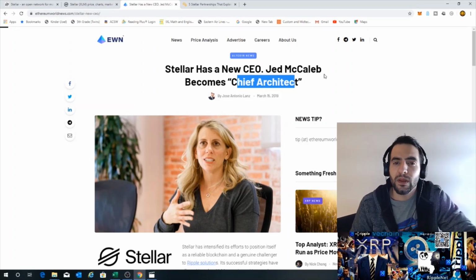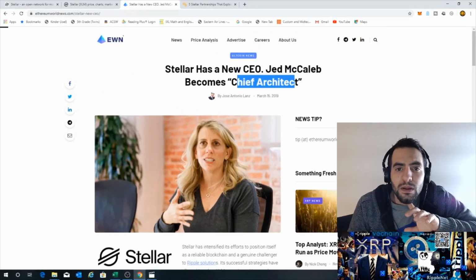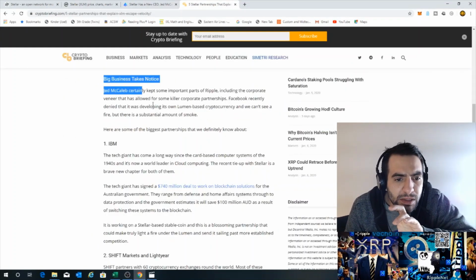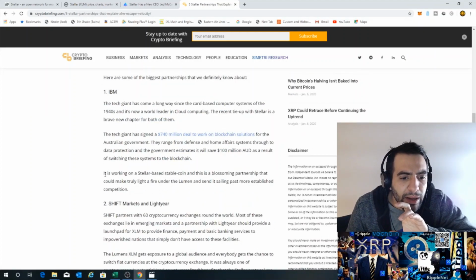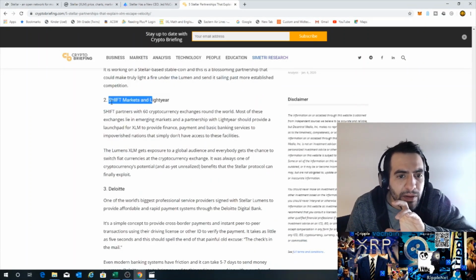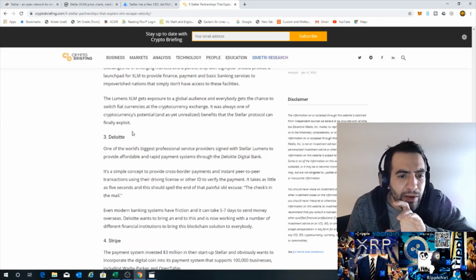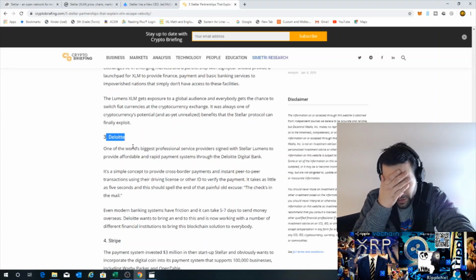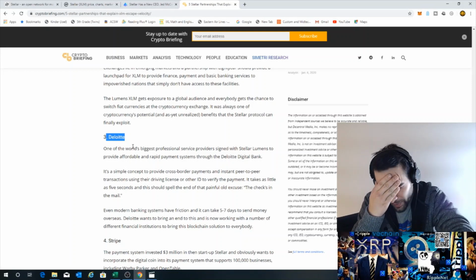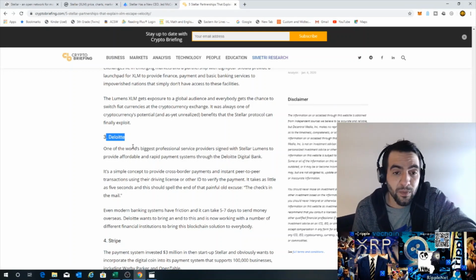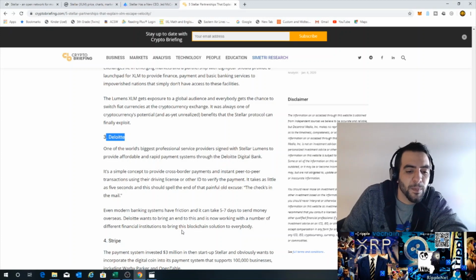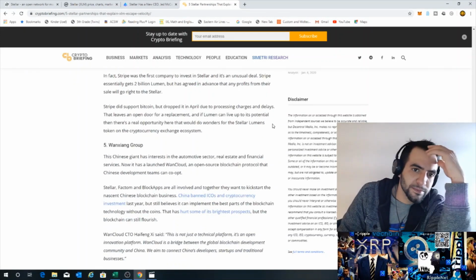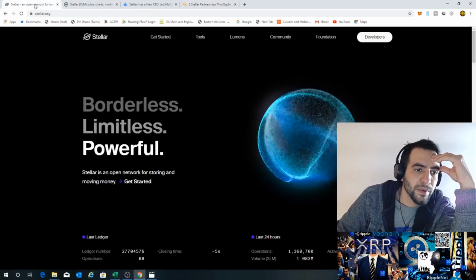Let's go from there. I'm going to share the partnerships. They are working with IBM, Shift Markets, Lightyear, and Deloitte. Deloitte was actually one of the first companies to work with blockchain. They wanted to fund blockchain. They believed in it. That's pretty cool. Stripe and One Group too.